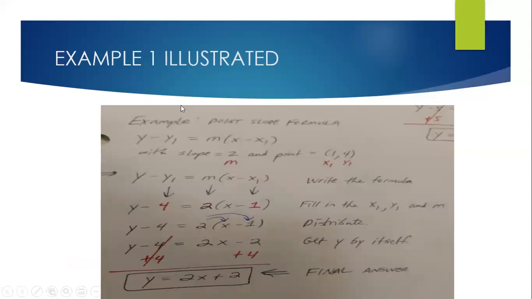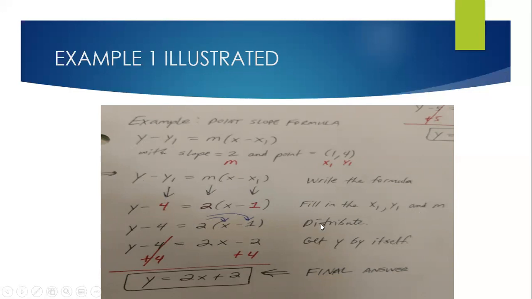So the first thing we do is we write our formula out, we label our points. I label my point x1, y1. I have a slope of m, I call it m. I write the formula, y minus y1 equals m times x minus x1. I fill in the x1, y1, and m part. So notice the y1 is 4, the m is 2, the x1 is 1. I don't fill in the y, I don't fill in the x.